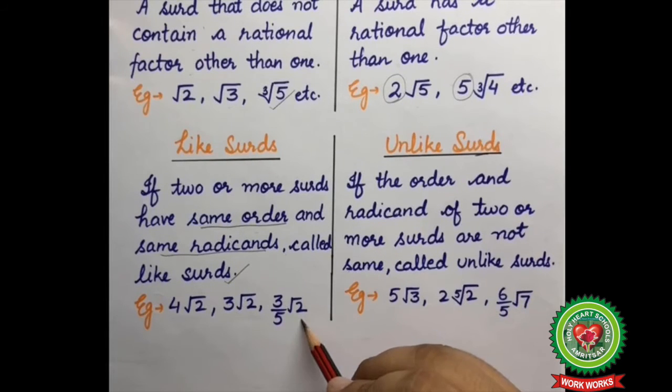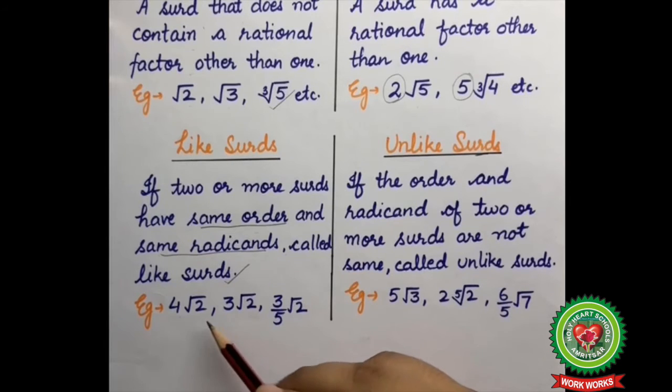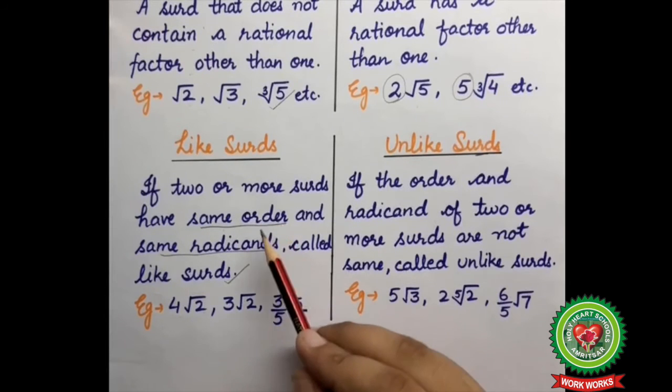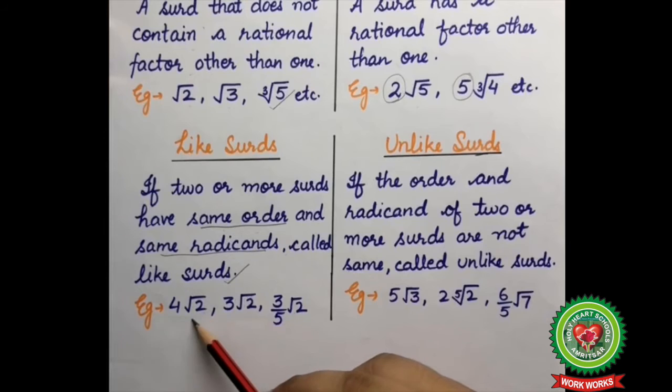Now in this case, the order of all the 3 surds is 2, and the radicand in all the 3 cases is also 2. So that is, they have the same order and also the same radicands. So that means these 3 are like surds.